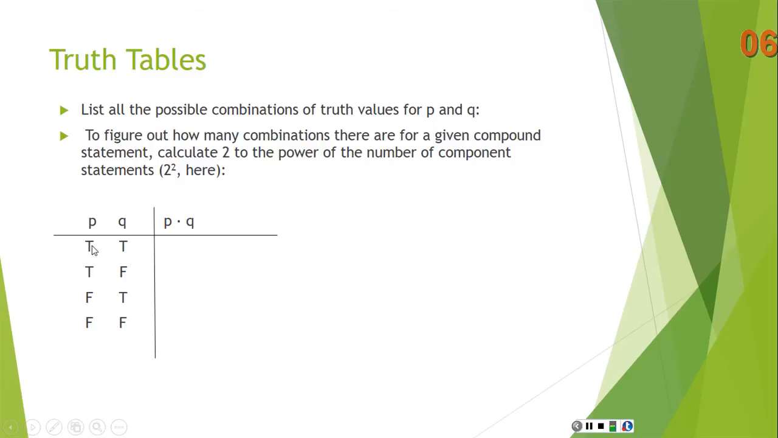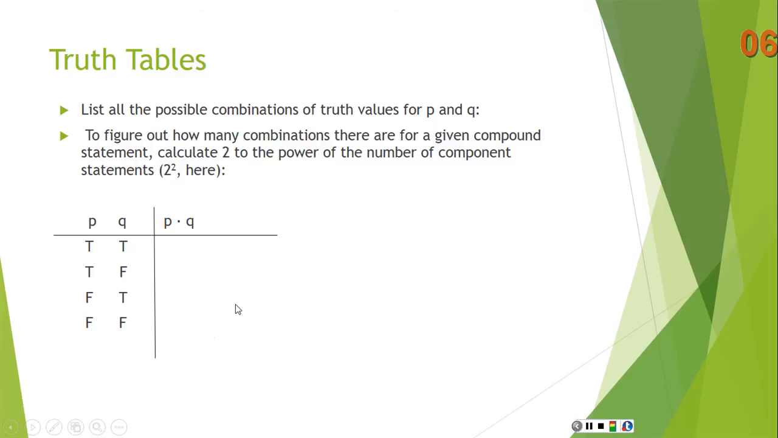For the column next to it, you alternate true, false, starting with true, by 2s. So you list true twice, false twice. If you had a third row here, you would alternate by 4s. True, true, true, true. You'd only have a third row if you have an additional component statement. Okay, and then here you're going to list all the outputs.